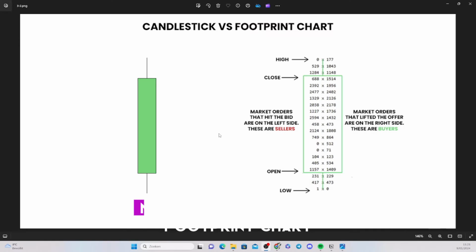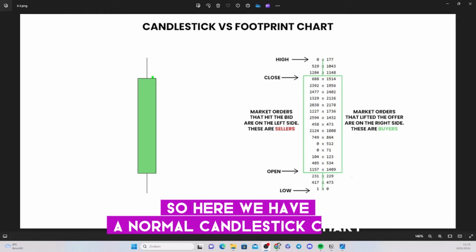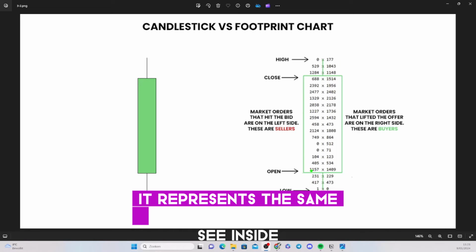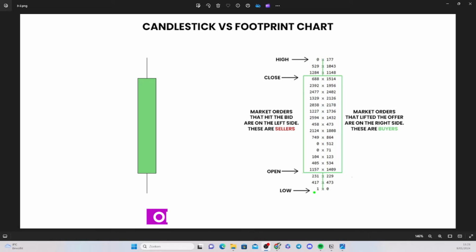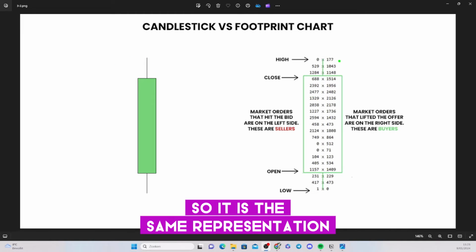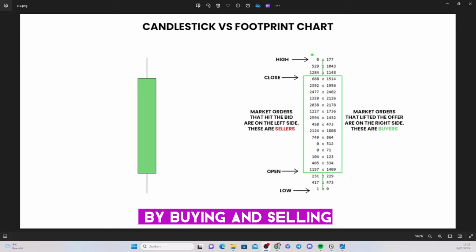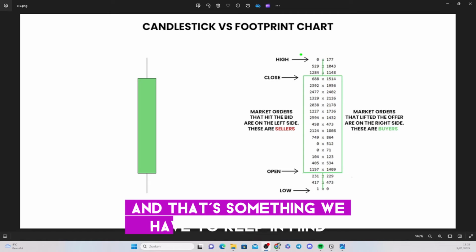Easy. Now to introduce the footprint chart. Here we have a normal candlestick chart, and this footprint chart represents the same thing, only we can see inside of the candlestick. So it is the same representation. We only see the data collected by buying and selling. Now it is just the opposite of the DOM, and that's something we have to keep in mind.